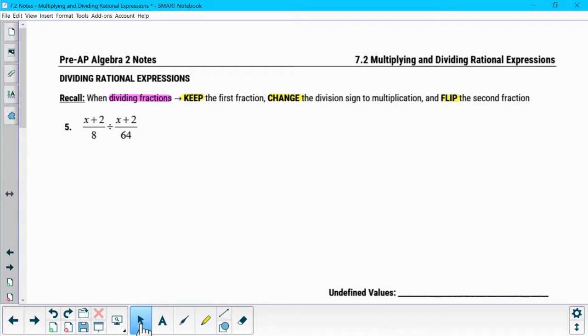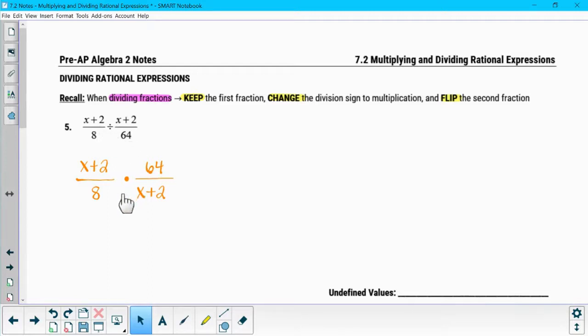So let's start with example 5. First thing, I'm going to keep the first fraction exactly as it is, x plus 2 over 8. I'm going to change the division symbol to be multiplication. I've done the keep, change. Now is the flipping point. I'm going to flip the second fraction so that the denominator is now the numerator and the numerator is now the denominator. So I've turned this division problem into multiplication.